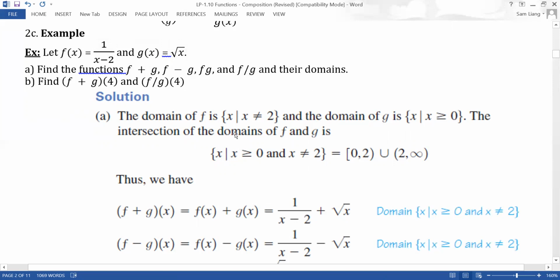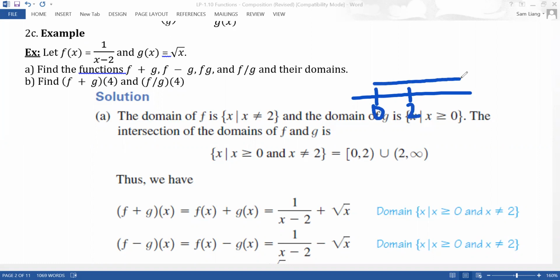And then the intersection of the domains of f and g is x such that x is greater than or equal to 0 and x is not equal to 2. Okay, so as you can imagine, you can notate this with 0 here and then 2. Anything above 0 is okay, so that's this part here. And then it can't be 2, so we're going to have an open circle there. So your interval notation is going to be 0 to 2, inclusive of 0, that's this part here, and then union 2 to infinity. Okay, that's the interval notation.